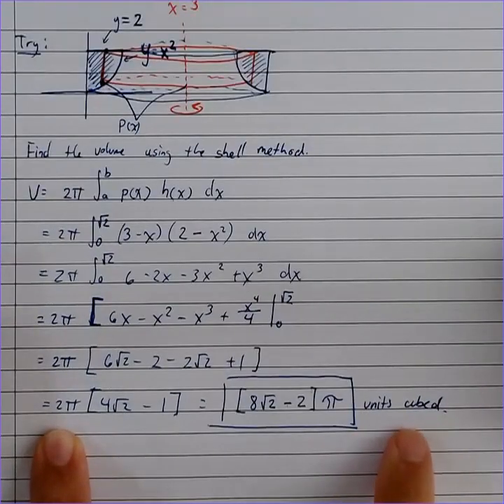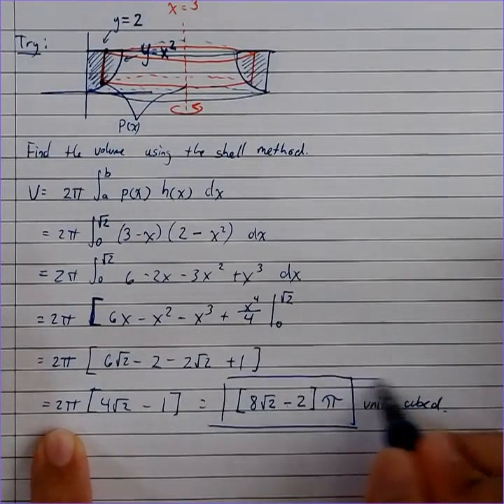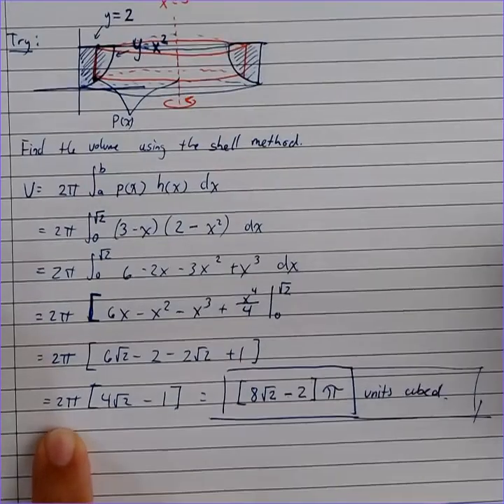Cubic inches, cubic feet, cubic miles. We don't know what those units are, so typically we just say units cubed. And there we go.